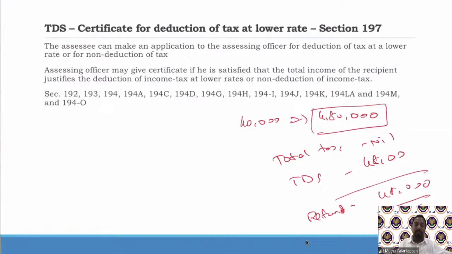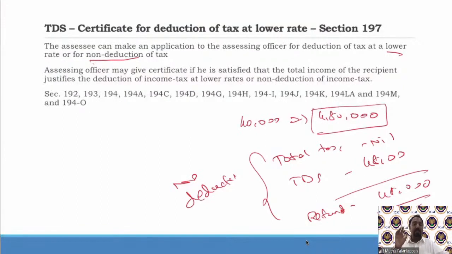So what the government says is, if you think that the TDS rate applicable to you is higher, you can apply to the income tax officer requesting a lower deduction or no deduction. In this case, it would be no deduction, though it could also be a lower deduction. So I apply to the officer and say, this is what my income is, I would not be paying taxes at all. Why should someone unnecessarily deduct TDS for me? So don't ask them to deduct TDS.